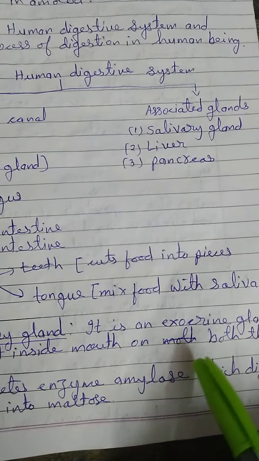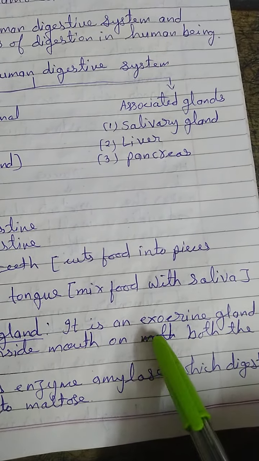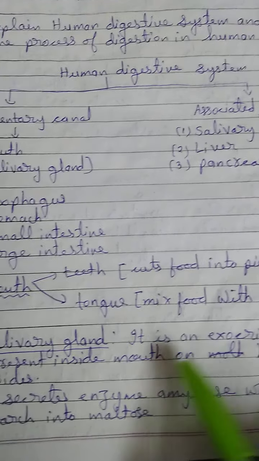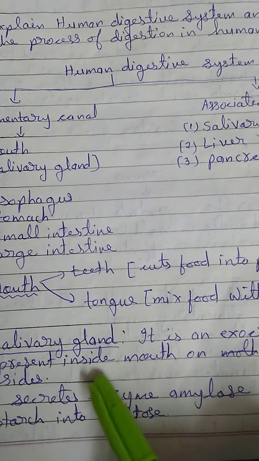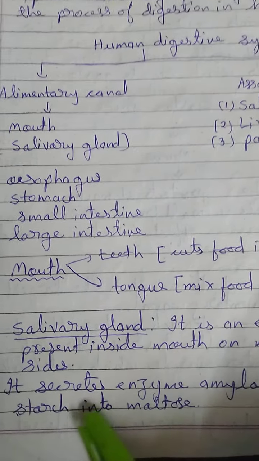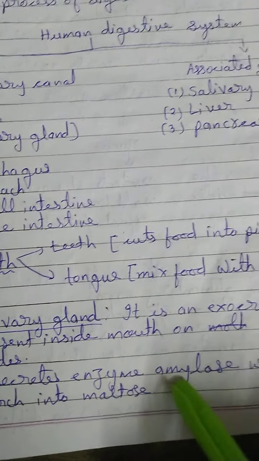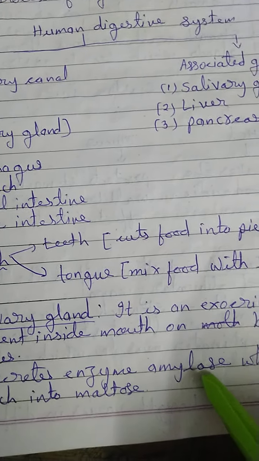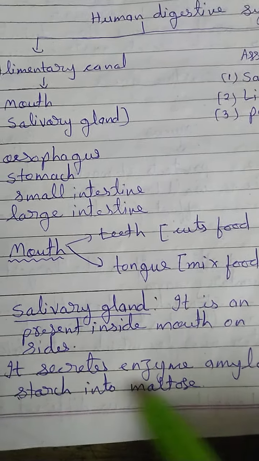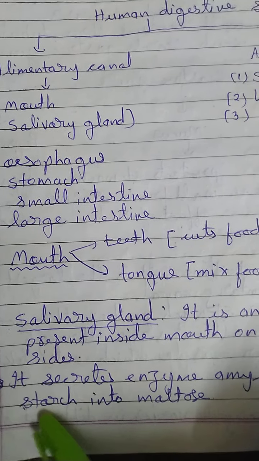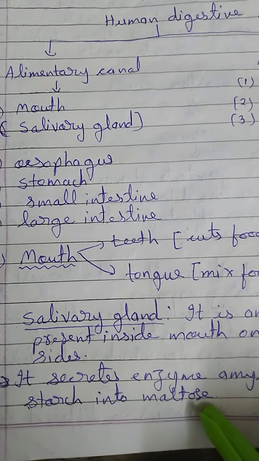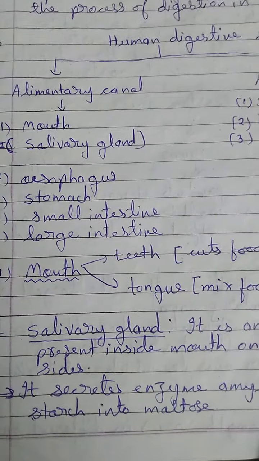It is an exocrine gland, that is, it has a tube which connects the mouth and the salivary gland. Through the tube, it pours the saliva into the mouth, and saliva has the enzyme amylase, which helps in the digestion of carbohydrate. It converts starch into maltose. Starch is a form of carbohydrate. It is converted into a simpler form, maltose. So the digestion of carbohydrates starts in the mouth.